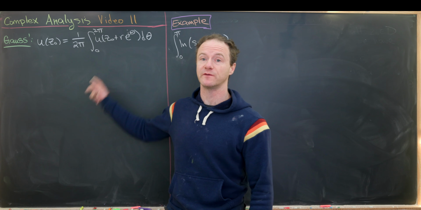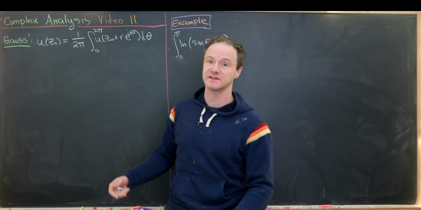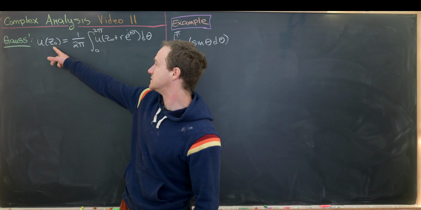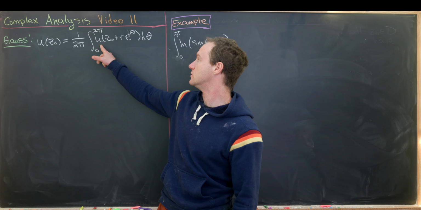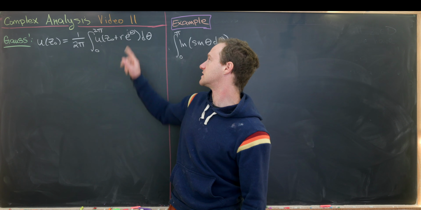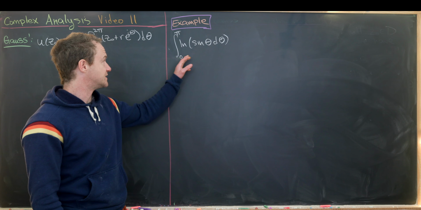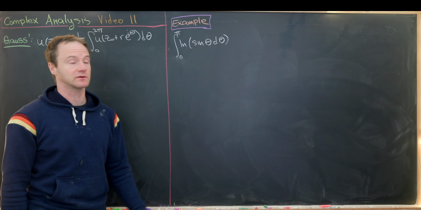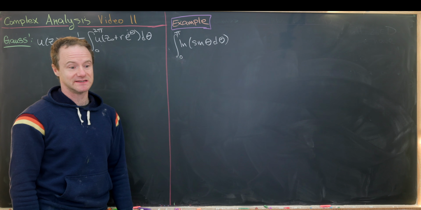So we just got done proving Gauss's mean value property, and I've left off the hypotheses, but here we just have u(z₀) is the same thing as 1 over 2π, the integral from 0 to 2π of u evaluated at z₀ + re^{iθ} dθ. Now we're going to use this property to evaluate the following integral, the integral from 0 to π of the natural log of sin θ dθ.